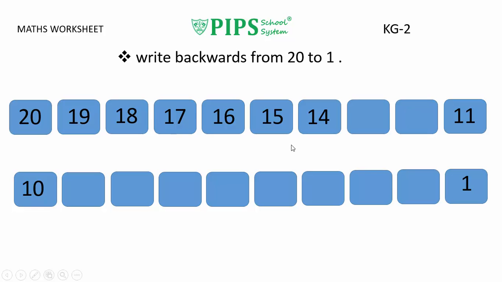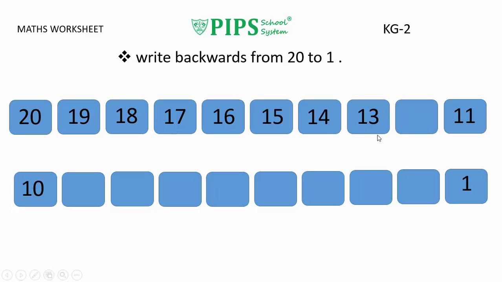KG2 class, can you tell me the number which comes before 14? Start backward counting from 20. 20, 19, 18, 17, 16, 15, 14 and 13. 13 comes before 14. So we will write the number 13 in the empty box like this.